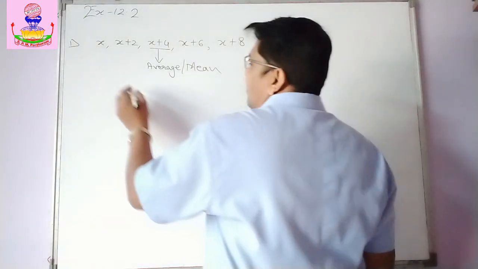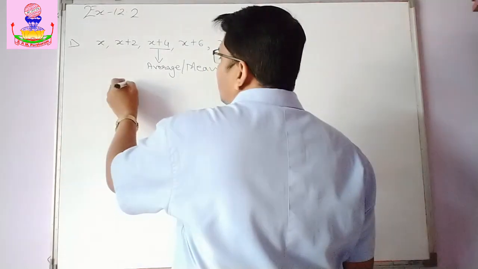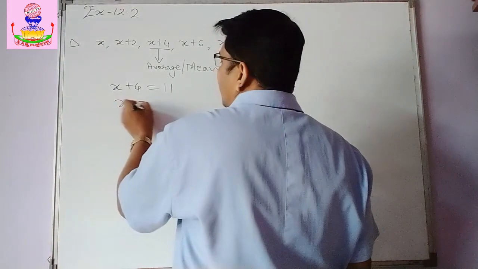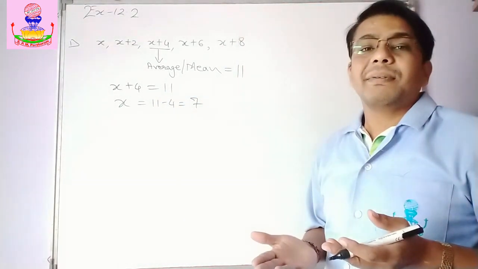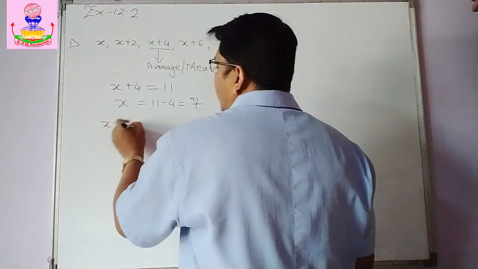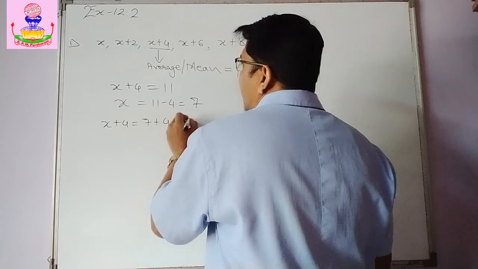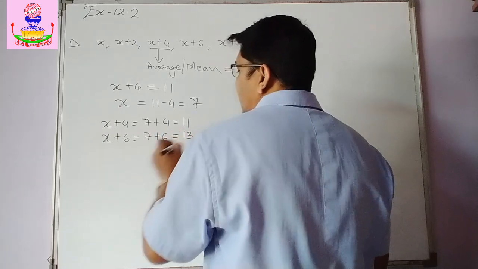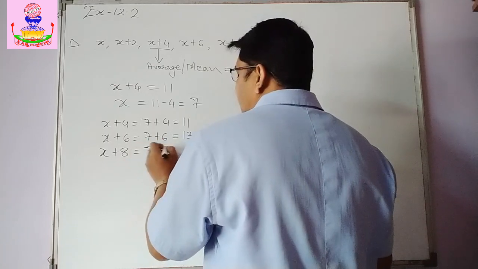The mean given is 11, right? So that means x plus 4 is equivalent to 11. Bring that 4 to this side, so x is equal to 11 minus 4, that is 7. Now they have asked the average of the last three numbers, so let us find them. x plus 4, that is 7 plus 4, is 11. x plus 6, that is 7 plus 6, is 13. And x plus 8, that is 7 plus 8, is 15.